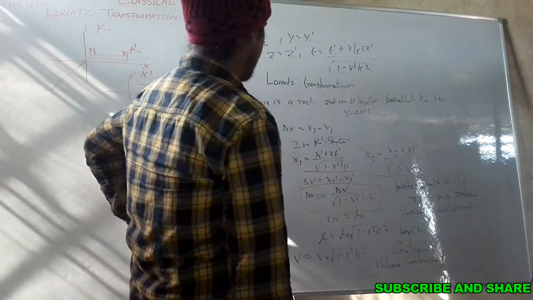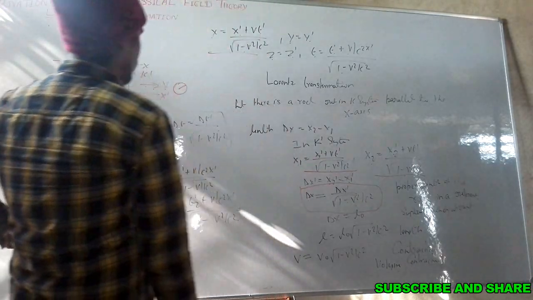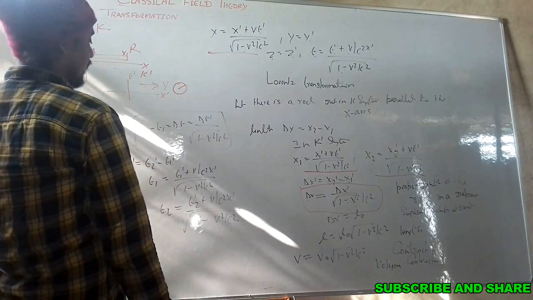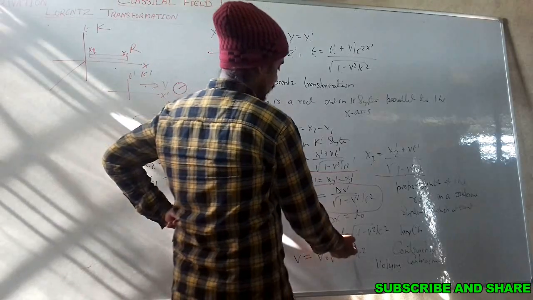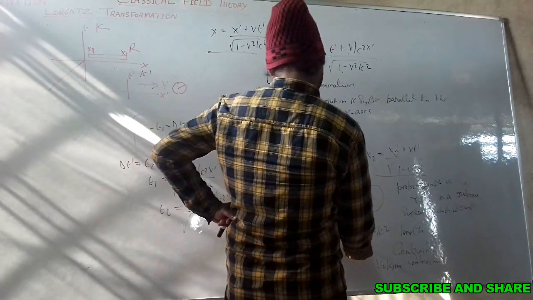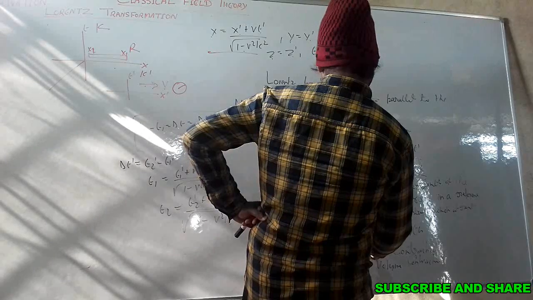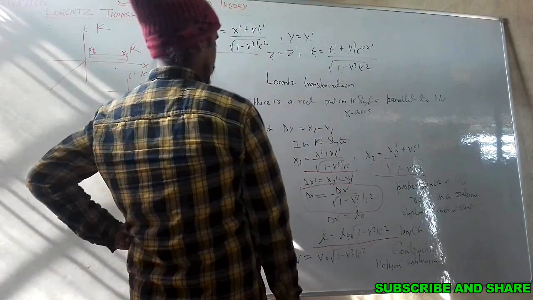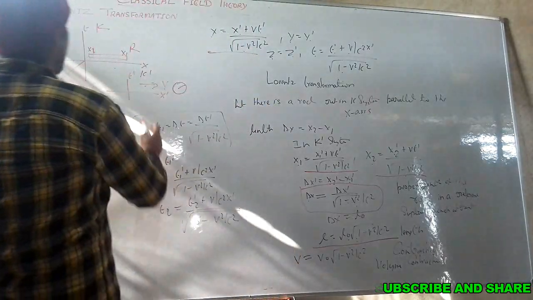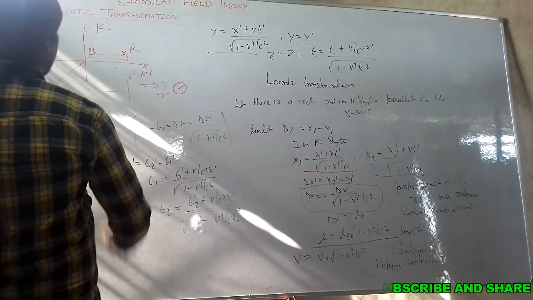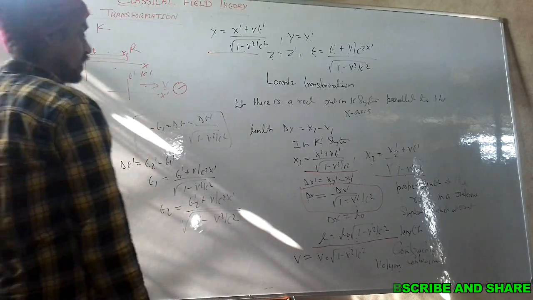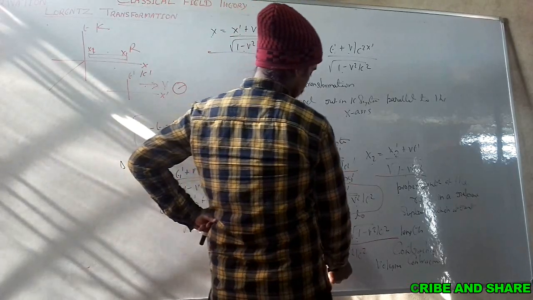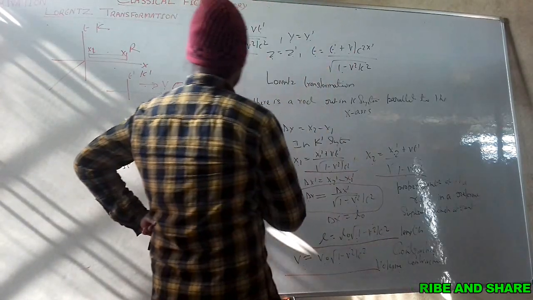Now suppose delta x is equal to L naught. It means the rod which is at rest in the reference frame K has length L naught. So L is equal to L naught root 1 minus v² by c². This is called length contraction. It means the moving system will see the length of the rod contracted, and the same is true for volume contraction: V is equal to V naught root under 1 minus v² by c².